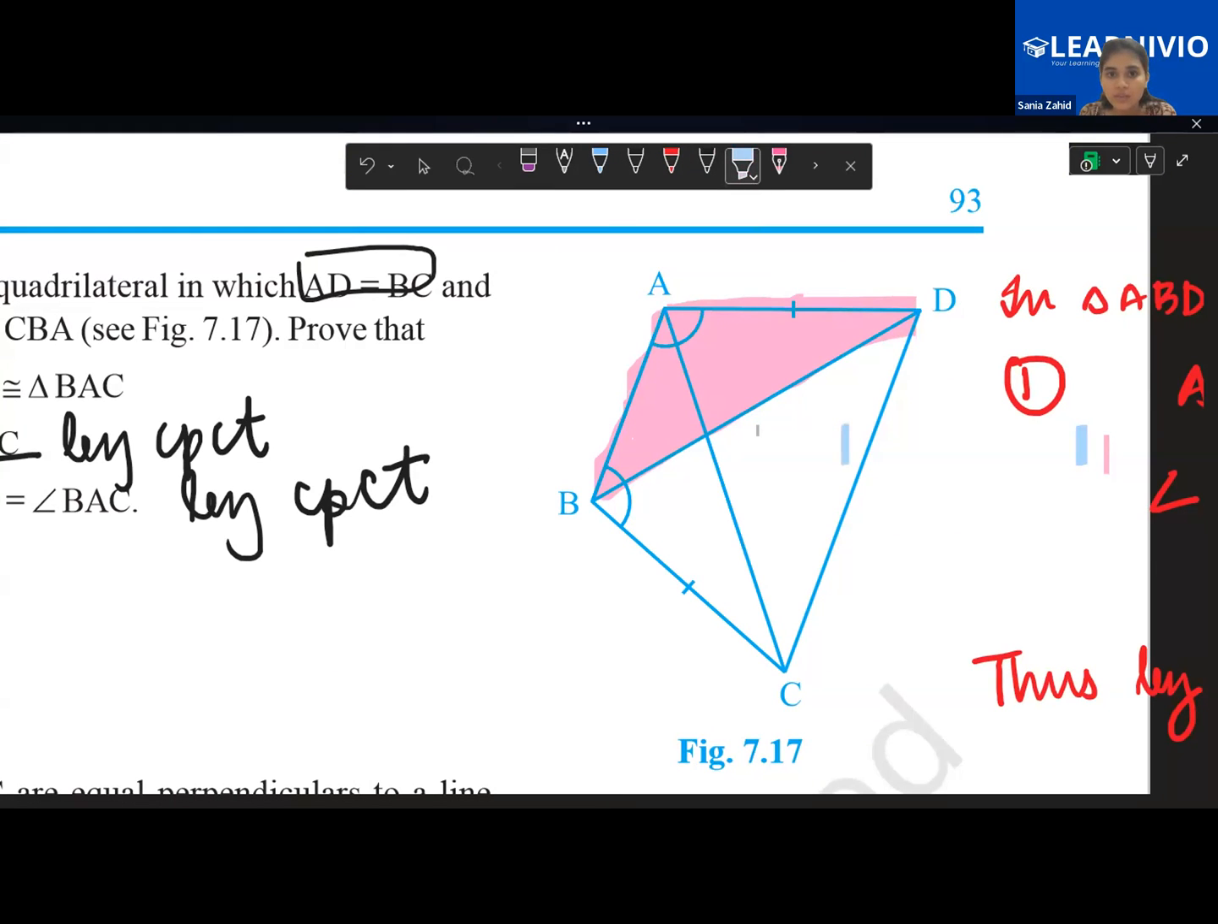This is congruent to this one. So what is given to us already? That this side of the blue one is equal to this side of the pink one. So side is equal to side. Then children, this angle is equal to this angle. The upper angle is from the pink triangle and the lower one is from the blue triangle. Then this side is common for both the triangles. AB side is there in triangle ABD and it is there in ABC also.